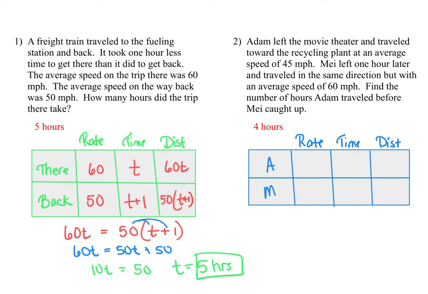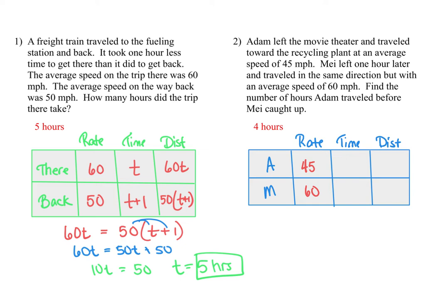So do we know the rate of either one of them? Yeah, we actually know the rate of both of them. How fast was Adam going? 45. How fast was May going? 60. All right. We know that May left 1 hour later. This is the same thing as the there and back, pretty much. Who should be taking longer to get there, Adam or May? Adam, right? Yeah. And we know the difference in the time is 1 hour.